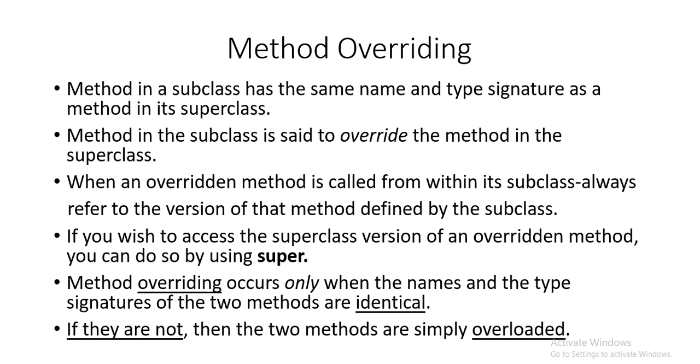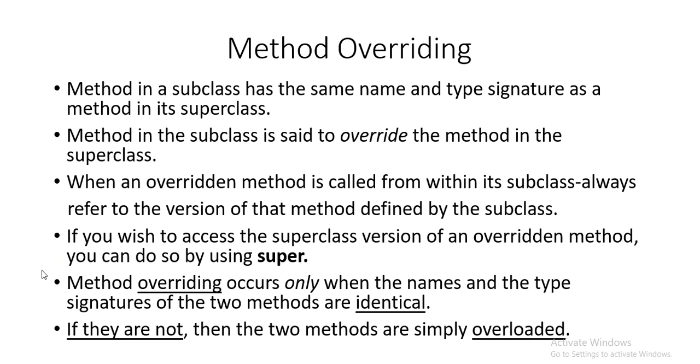If the parameters and the method names are the same, then this method is said to be overridden. Now see what happens when an overridden method is called from within a subclass. By using a subclass object, if you call the overridden method, it always refers to the version of that method defined by the subclass, that is, within the child class.